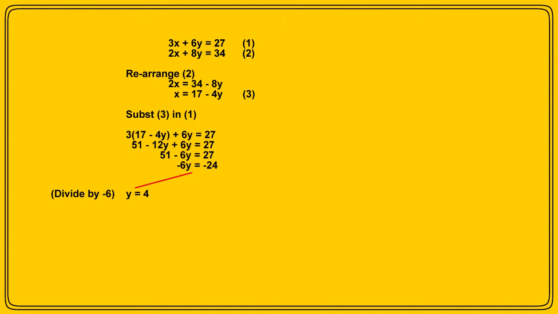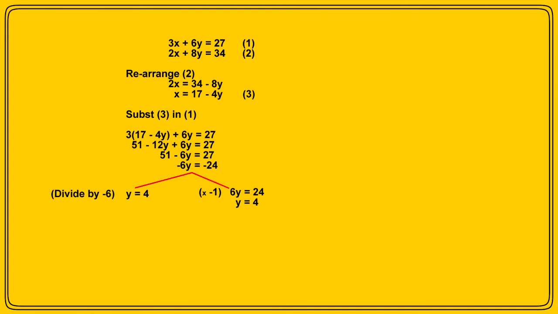The other approach is to get rid of the negative sign on the left by multiplying every term in the equation by negative 1, giving 6y equals 24, and they're both positive of course. And from that we can easily deduce that y must be 4. Whichever way you do this, y is 4.